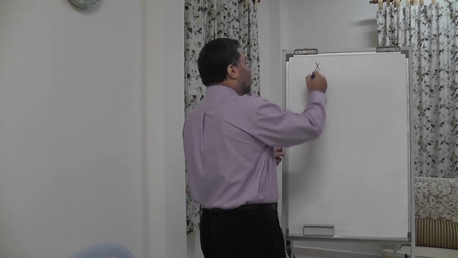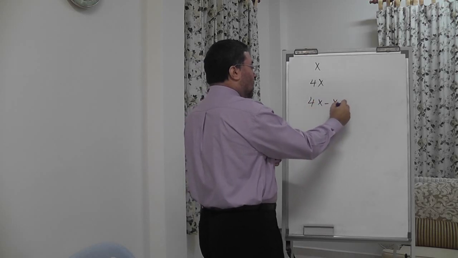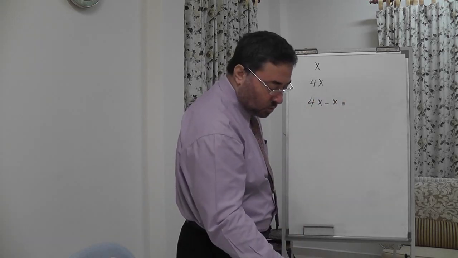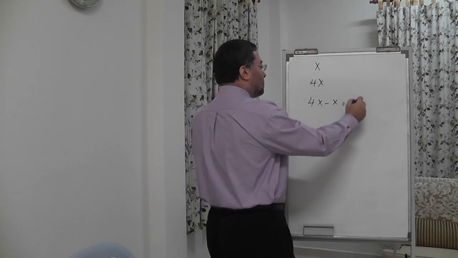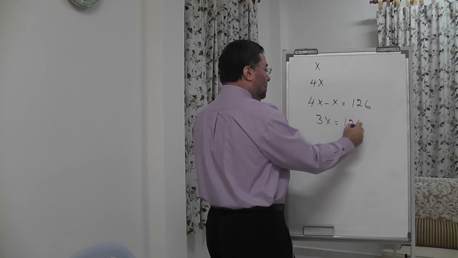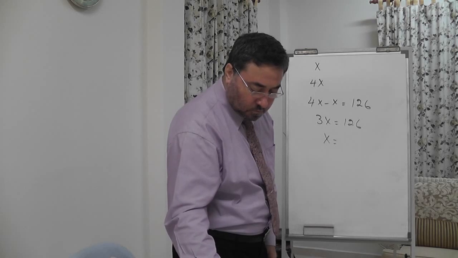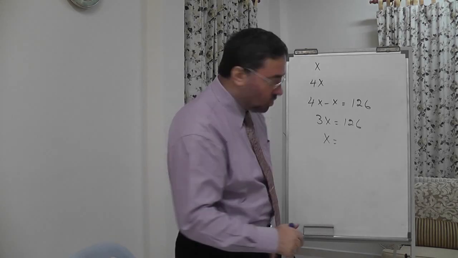Number 27. Amy's part-time salary is 4 times Katie's part-time salary. The difference between their salaries is 126. Find each girl's salary. So Katie is x, Amy will be 4x. The difference is 4x minus x, and that's equal to 126. So 3x equals 126, and x is equal to 42.